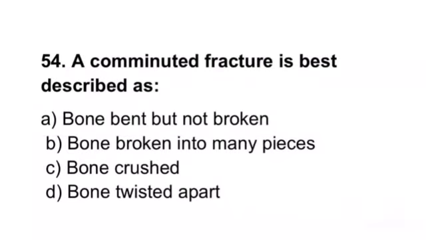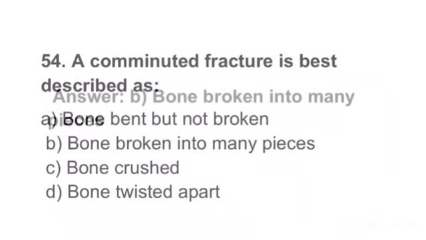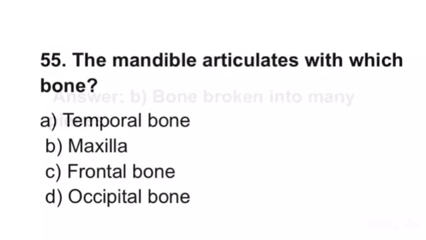54. A comminuted fracture is best described as A. Bone bent but not broken. B. Bone broken into many pieces. C. Bone crushed. D. Bone twisted apart. Answer, B. Bone broken into many pieces.